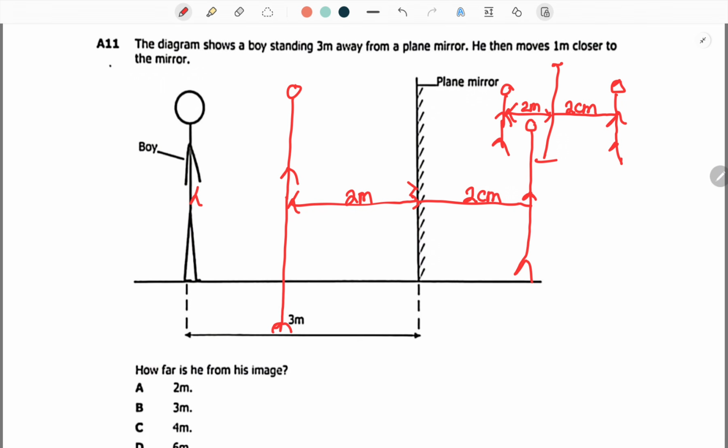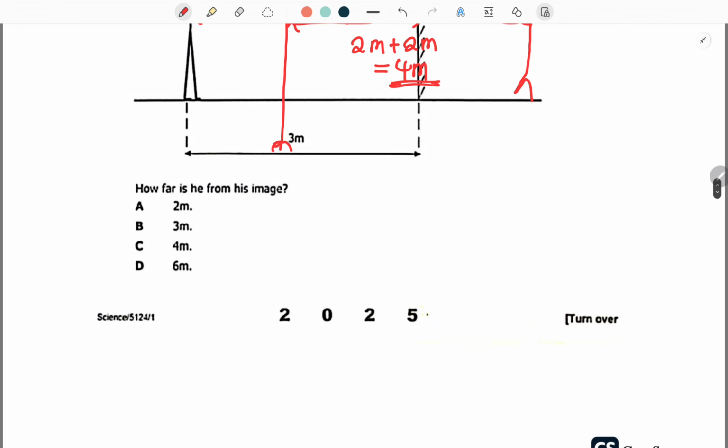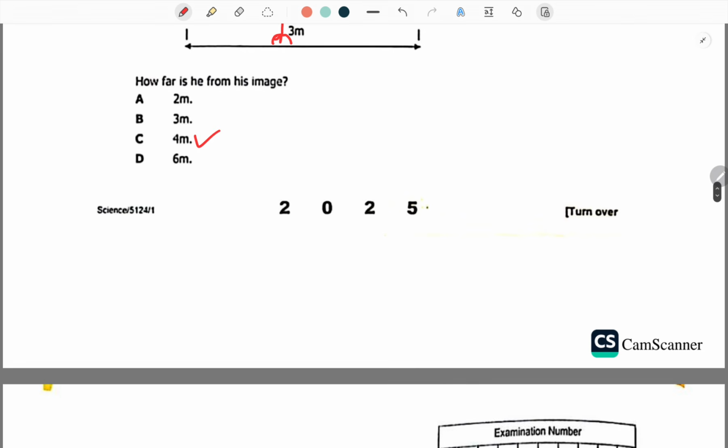So if they ask how far he is from his image, just add the 2. So 2 meters plus 2 meters, and then what you're going to have is 4 meters. So our best answer is 4 meters.